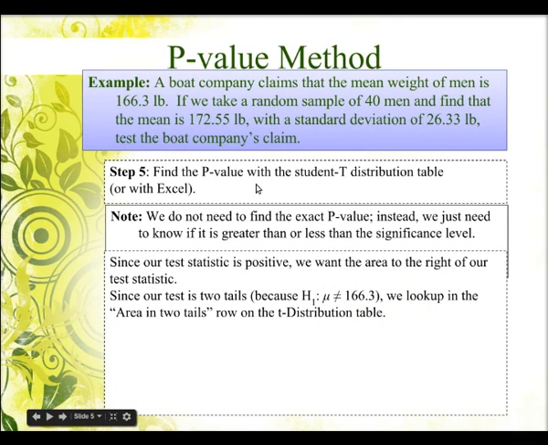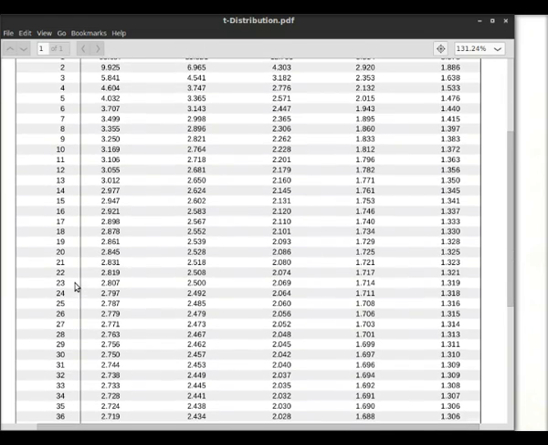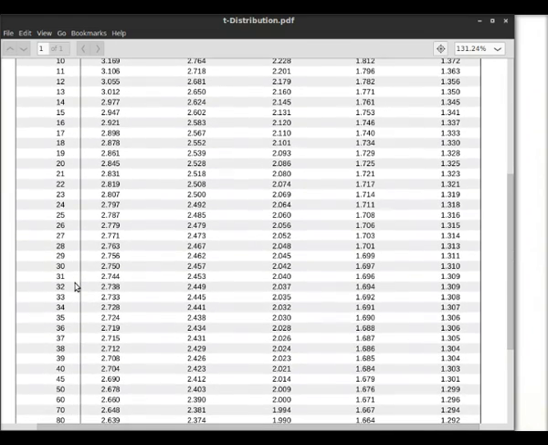So since our test statistic is positive 1.501, we want the area to the right of our test statistic. And since it's two tails, we're going to look up the area in the 2 tails row on the t-distribution table. So I want to first find my degrees of freedom, which, since our sample size was 40, is 39. I'm going to go to row 39 and look up 1.501 in that row.